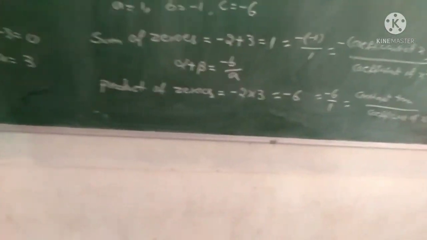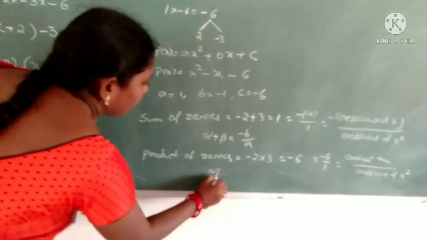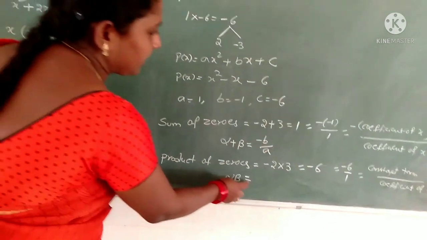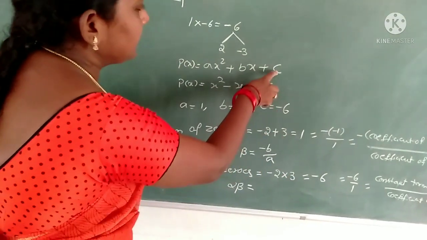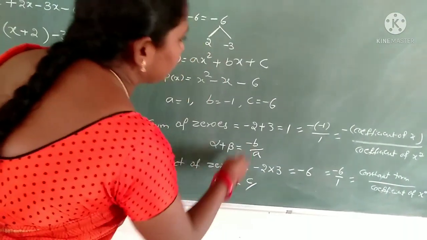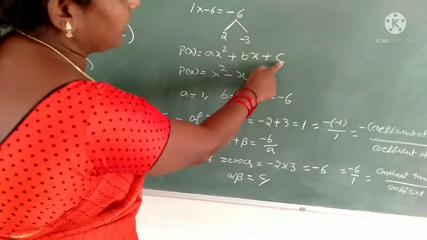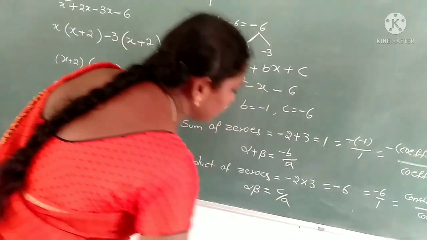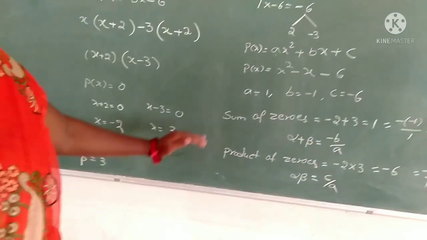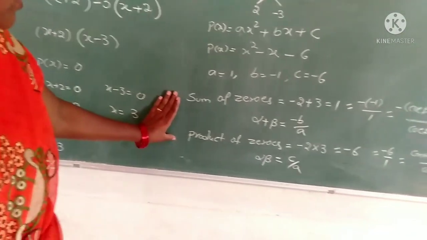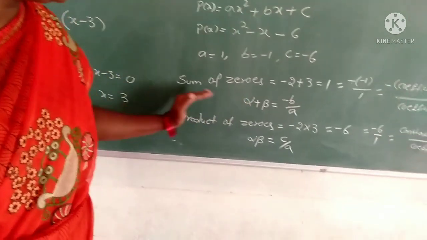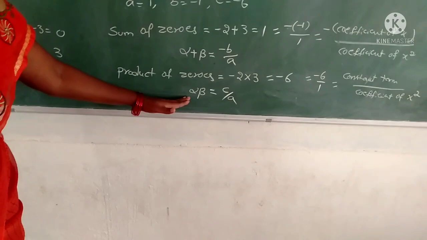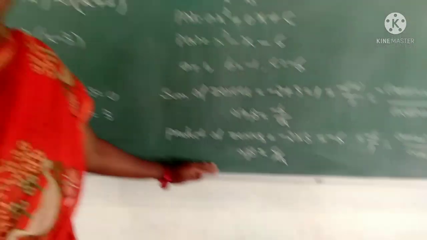Product of zeros means alpha into beta. Alpha into beta equals the constant term, which is c, and the coefficient of x square is a. So we get the relationship: alpha plus beta, the sum of the zeros, equals minus b by a, and the product of zeros equals c by a.